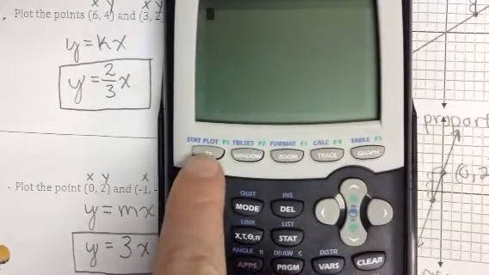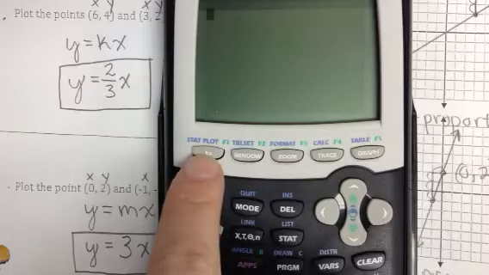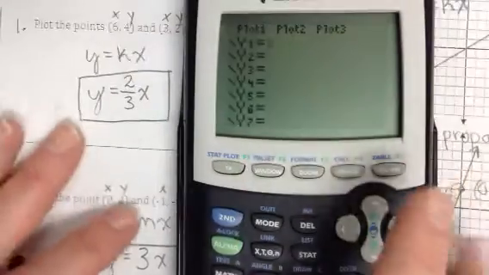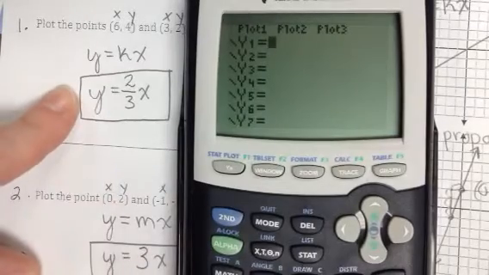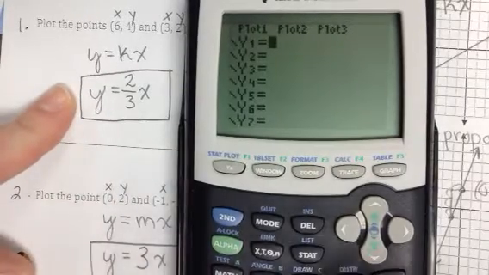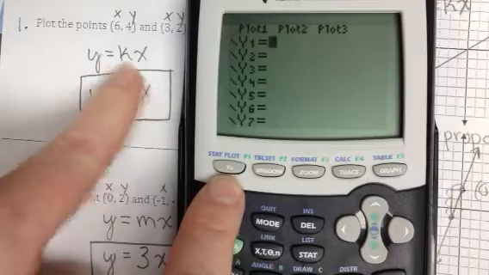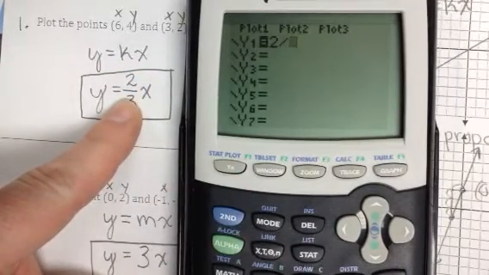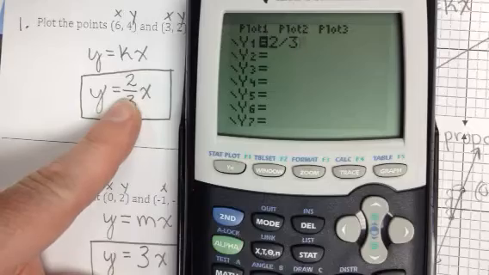Now, y equals is up here like the very top left button. Go ahead and punch that. Now, all of these equations that we have start with y equals, so that's why we're using this button. Now I can type in this fraction. 2 divided by 3 is the same thing as 2/3.